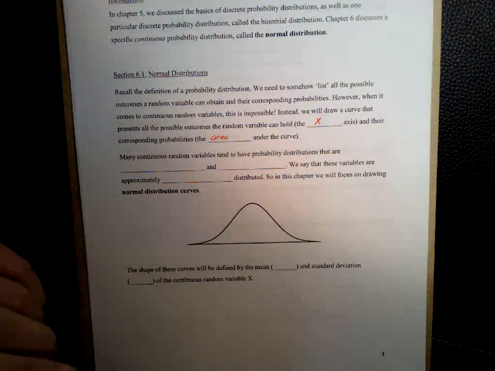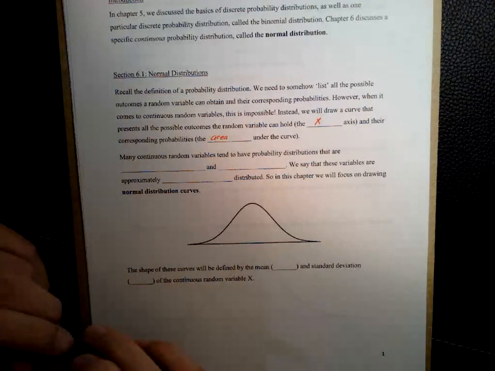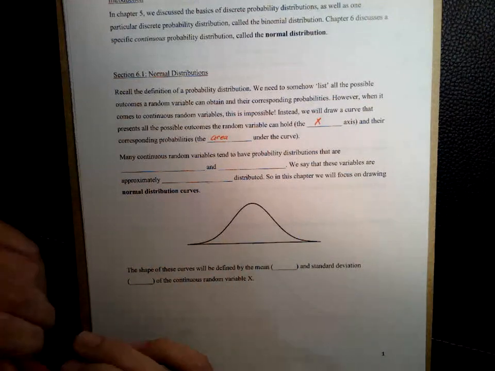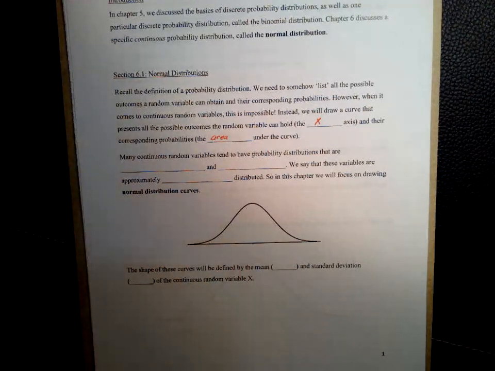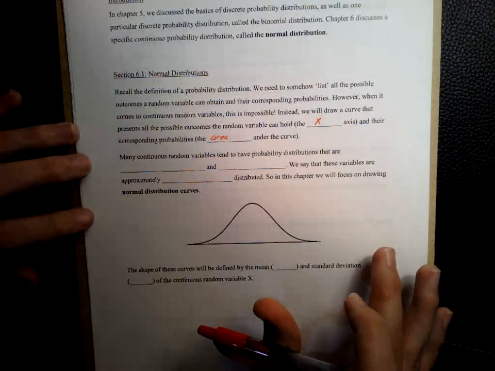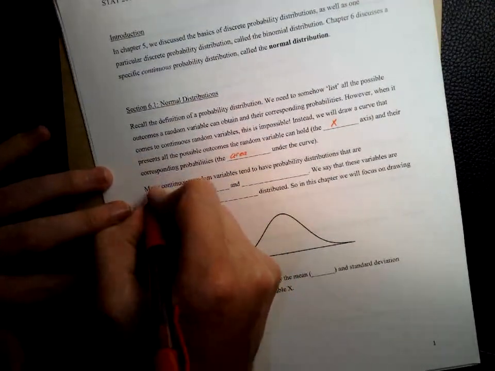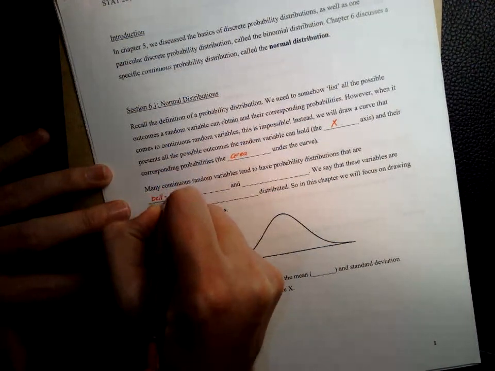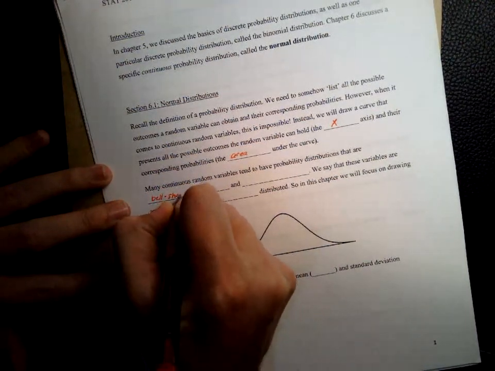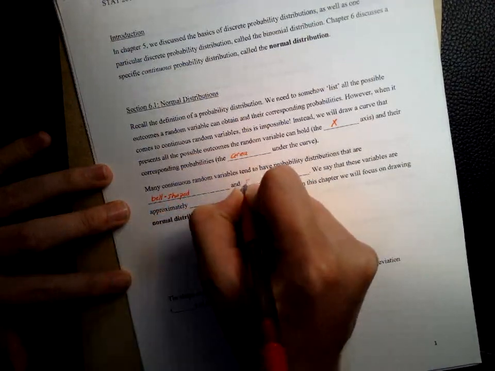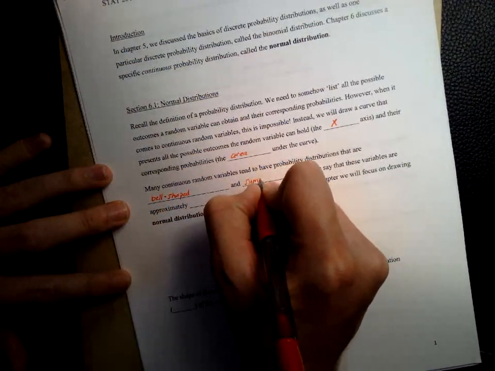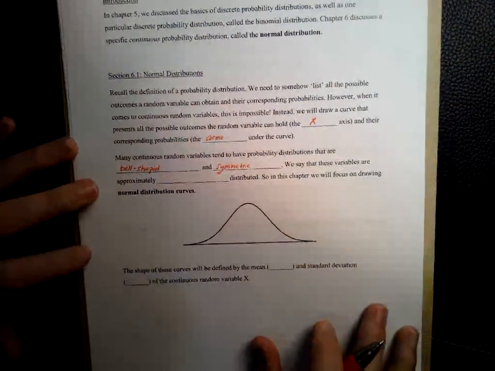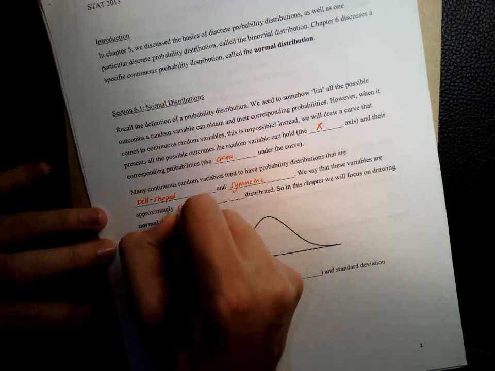So why do we talk about the normal distribution? It comes up in many different applications, from pharmaceuticals to animal science and many others more. So many continuous random variables tend to have probability distributions that are bell-shaped and symmetric. We say these variables are approximately normally distributed.